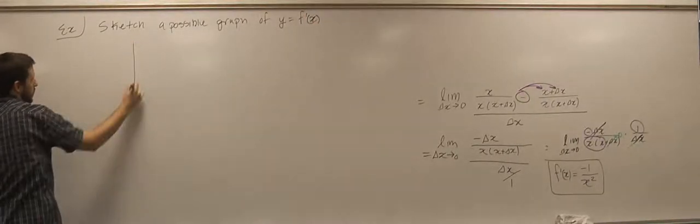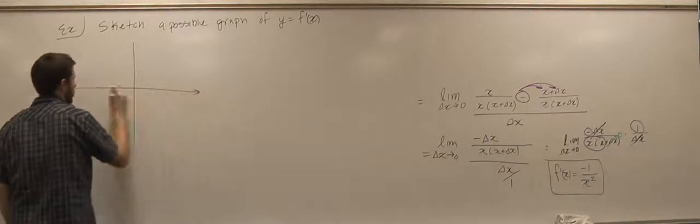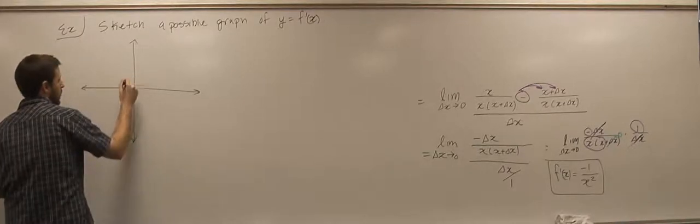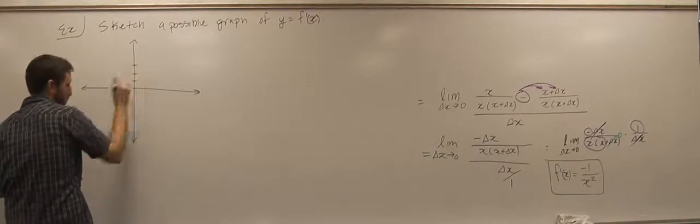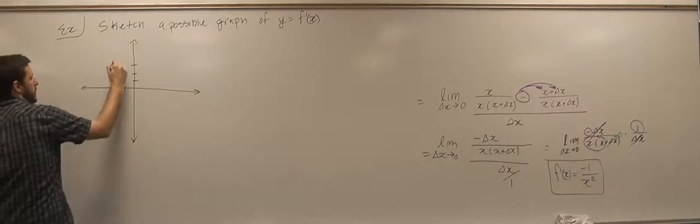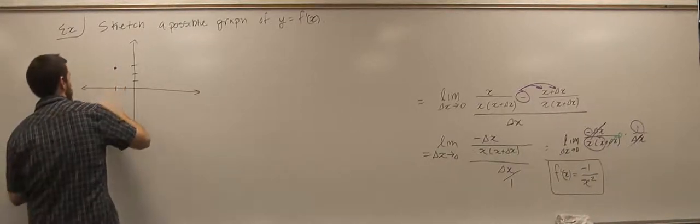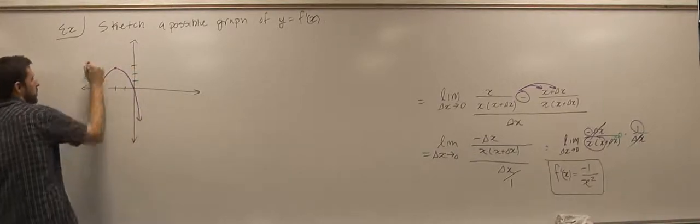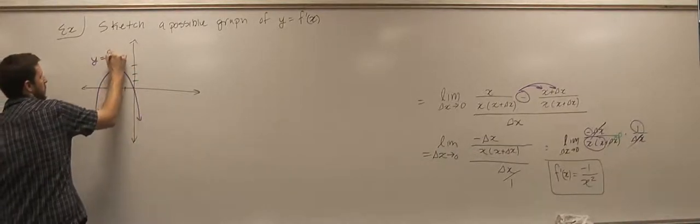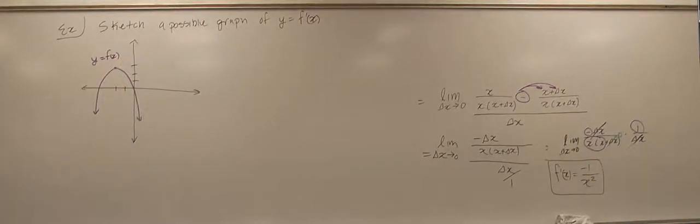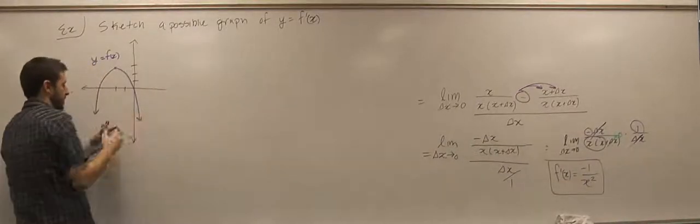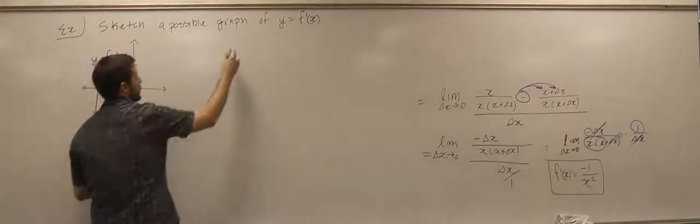I'll give you the original function. Let's make it an upside down parabola. So here's your original function, f of x. The question is, how can we go from the graph of this f to the graph of f prime, the derivative? What kind of things do you look for?